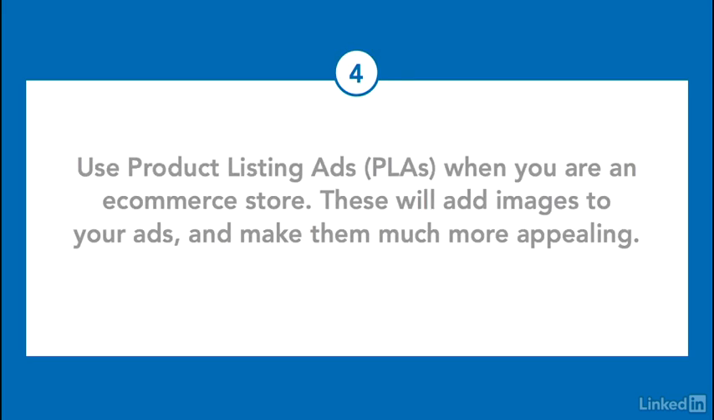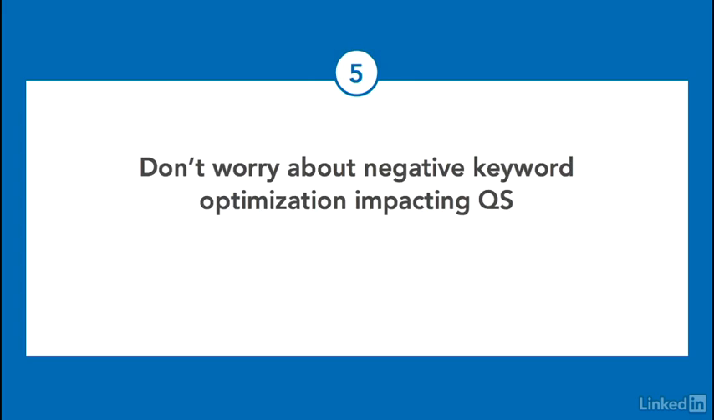The next tip is for e-commerce stores, and it's about using product listing ads, as these will add images to your ads and make them a lot more appealing. Tip number 5 is not to worry about negative keyword optimization when it comes to quality score. Based on my research, Google only considers exact match keywords for quality score, so thinking you should add negative keywords is overall not correct when it comes to this particular area. However, negative keywords really do matter, and you need to pay close attention to them more generally.